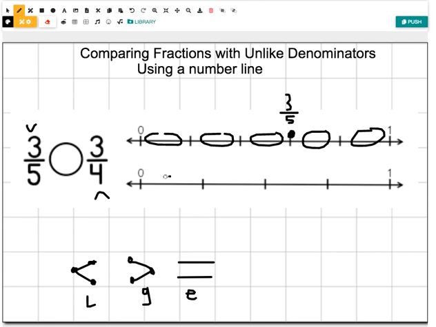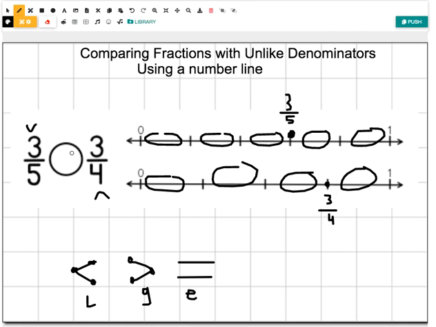Now I'm going to look at my fours because it's broken into 4. 1, 2, 3, 4. And I'm going to find 3/4 on my number line. So 0, and just like numbers, you're going to count 1/4, 2/4, 3/4. And we're just going to see which one is further on the number line since our number lines are exactly the same length. I can see that 3/4 is closer to the 1, which makes it greater.